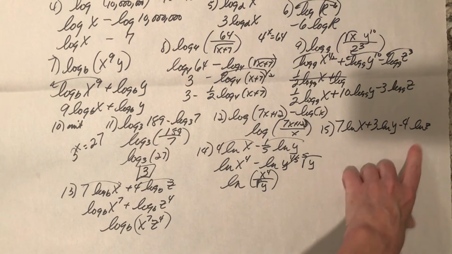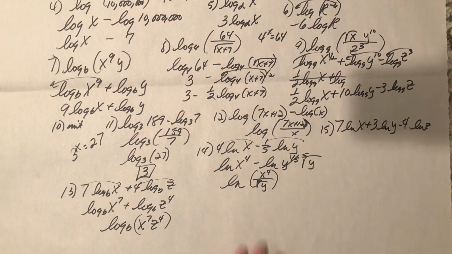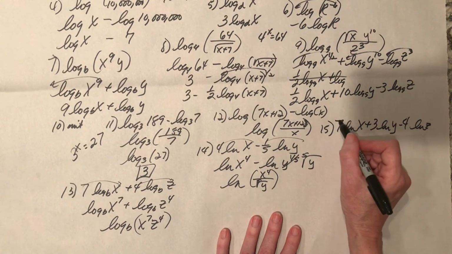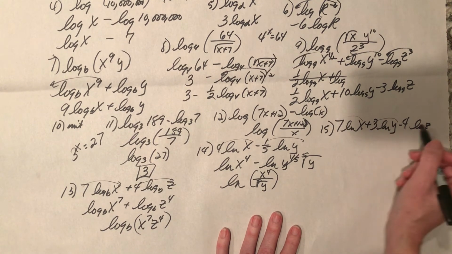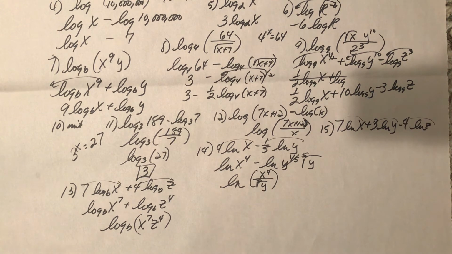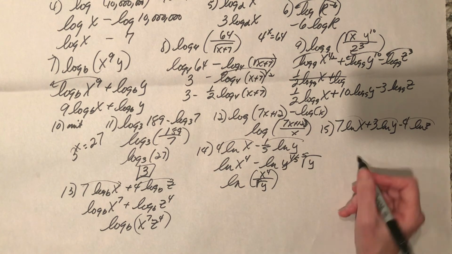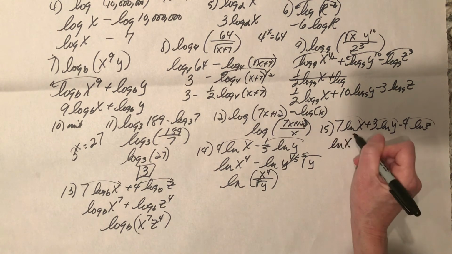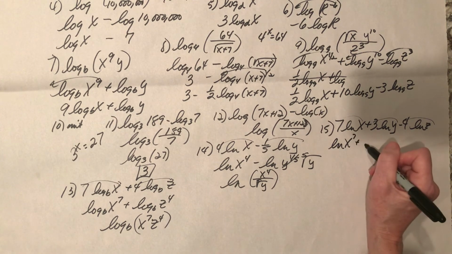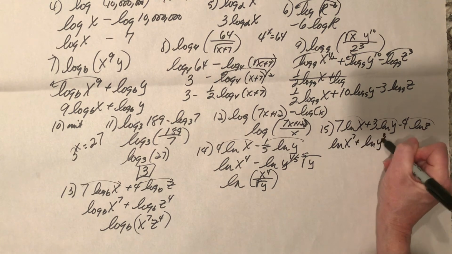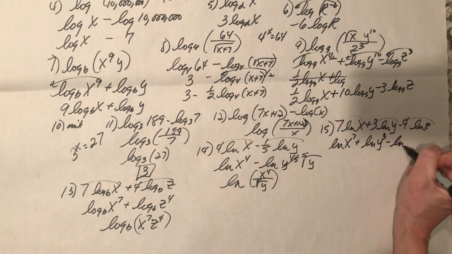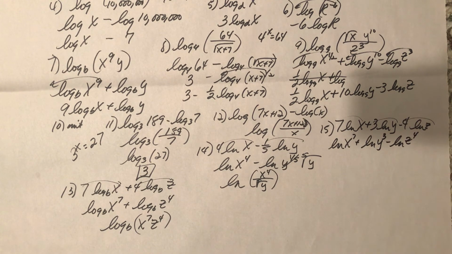Okay, good. So each one of these has a power that we're going to have to sling back behind the variable. And then we'll worry about the pluses and the minuses. So we'll have the natural log of x to the 7th plus the natural log of y to the 3rd minus the natural log of z to the 4th.